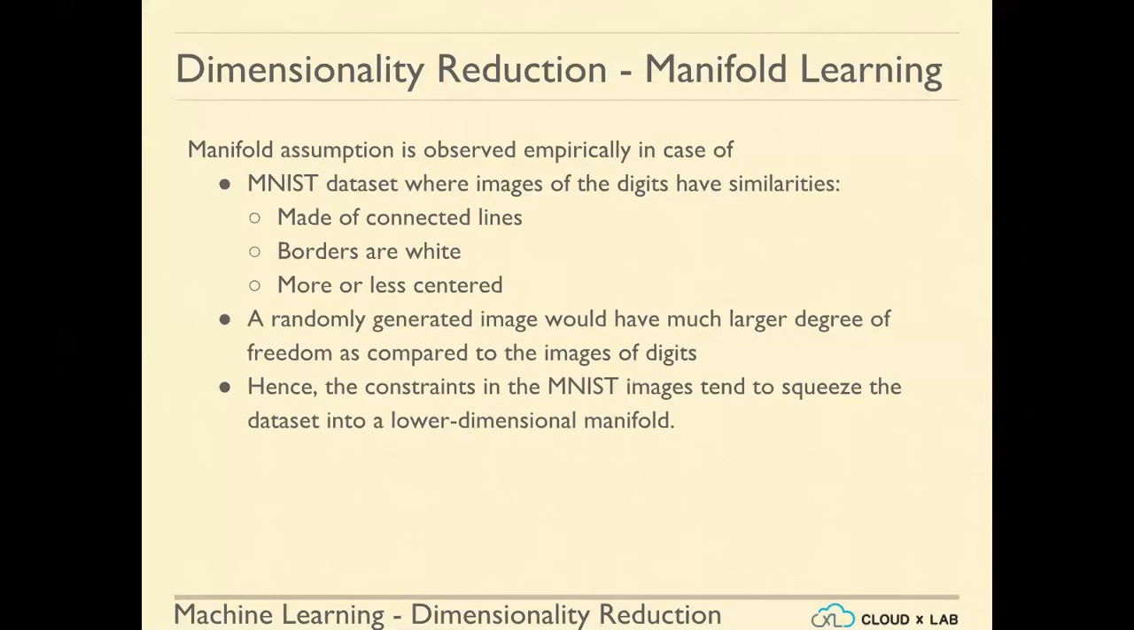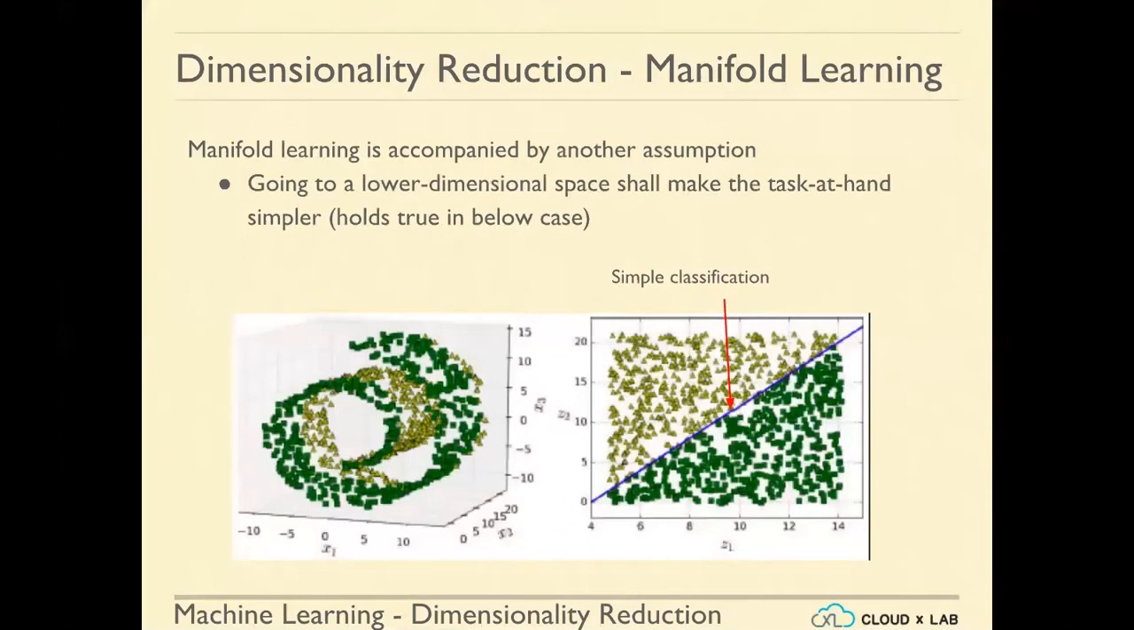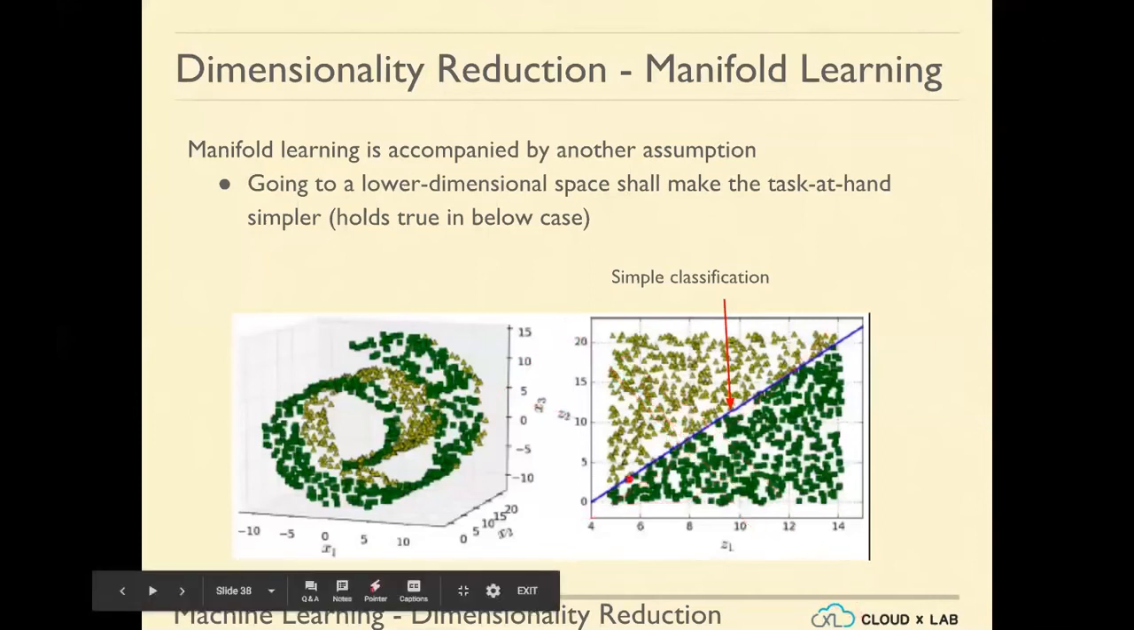So a randomly generated image would have a far larger degree of freedom, and hence the constraints in MNIST images tend to squeeze the dataset into a lower dimensional manifold. You can think of the digits as also created out of a manifold. They were straight lines, but we folded them to make the characters. Manifold learning is accompanied by another assumption, that going to a lower dimensional space will make our life easier. For example, if we unfold this, it'll be easy to classify the data by drawing a straight line.